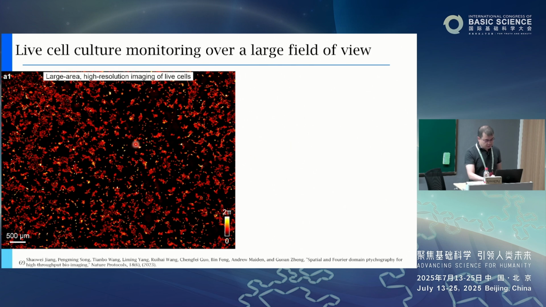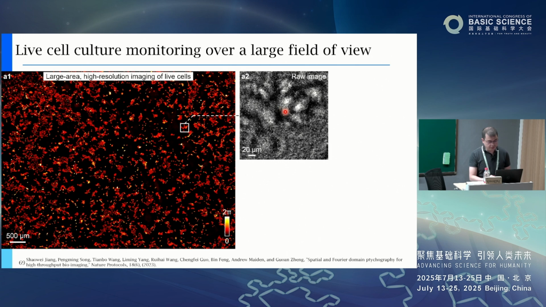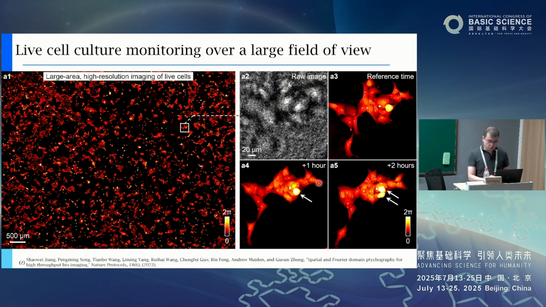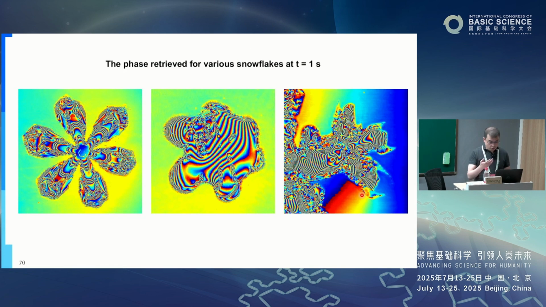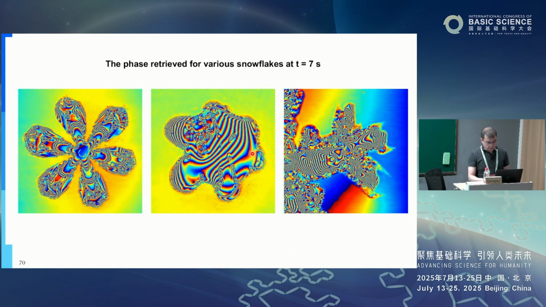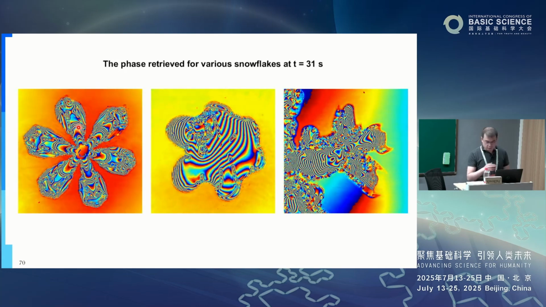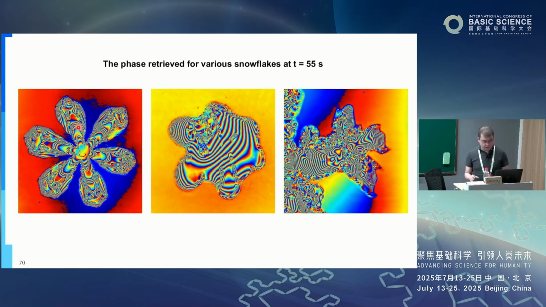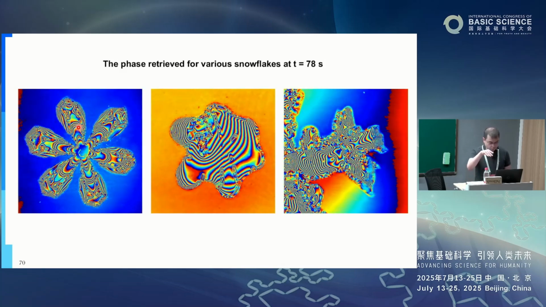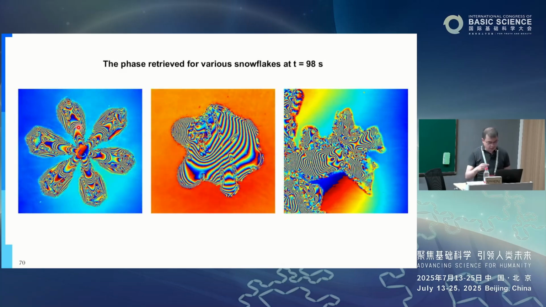Certainly, we can also do cell culture imaging. This is the raw diffraction pattern of the cell culture. And we can also monitor this cell culture growth over time. We can also monitor the melting of snow crystals. So we can see the changes of the phase over time. So I hope I convinced you that by considering this temporal correlation, we can also perform video-rate real-time imaging of different dynamic objects.